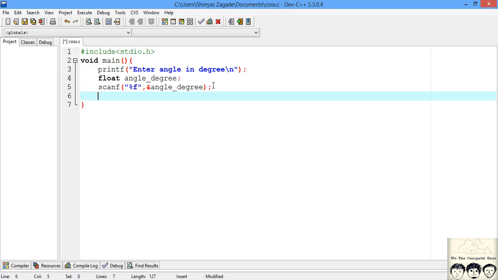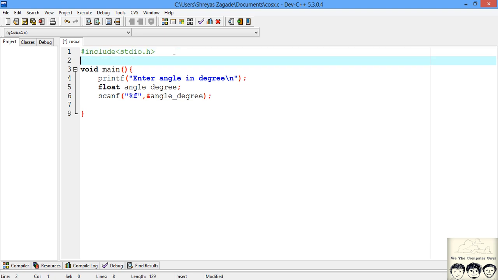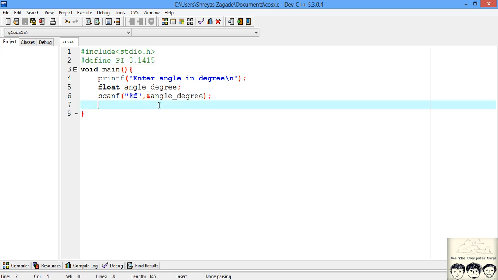So first let's declare a variable pi. Now I'll just define this, because this is a constant and it does not change, so I'll just use hash define. I'll write pi, which is 3.1415, and it's a recurring value, so I'll just take the last four significant digits. So now let's convert this angle into radians. I declared a variable that is angle in radians, which is equal to our angle in degree into pi divided by 180.